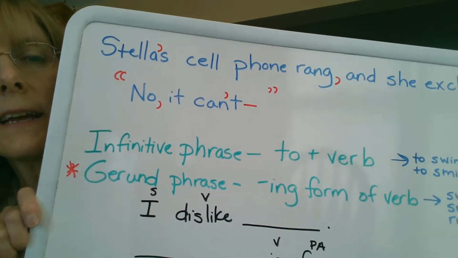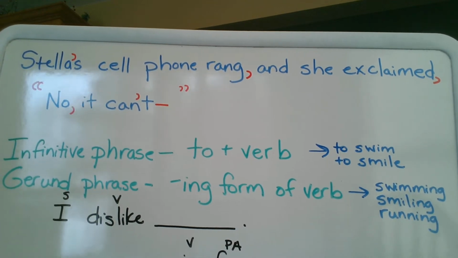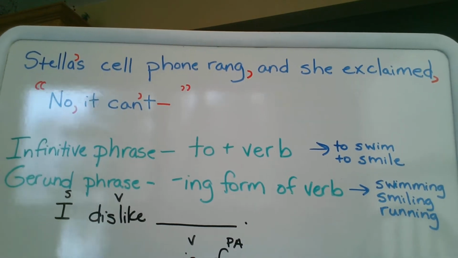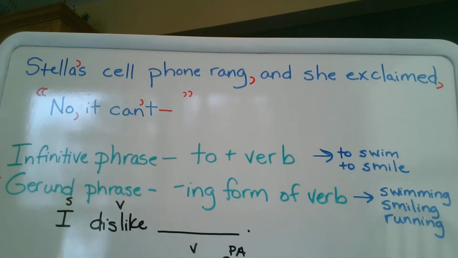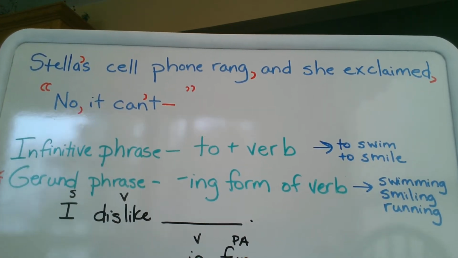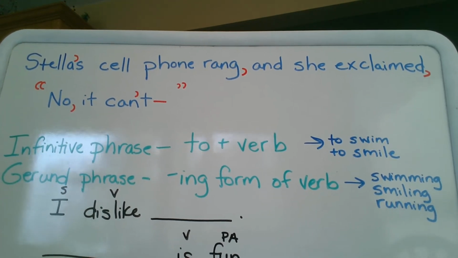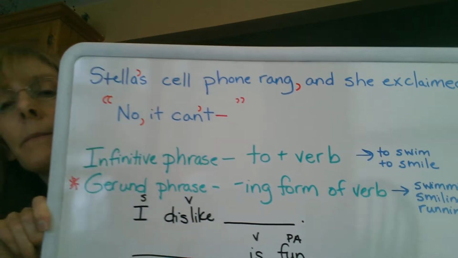In case you forgot, I have this written down here for you. An infinitive phrase is to plus the verb, so that would be like to swim or to smile. A gerund phrase is the ing form of a verb. So swimming, smiling, running. Okay? So the noun plus an adjective can be a noun phrase. The infinitive phrase can be a noun phrase, and the gerund phrase can serve as a noun phrase.